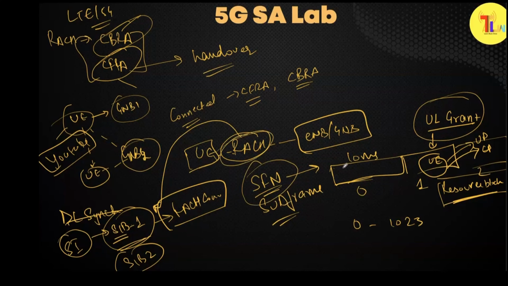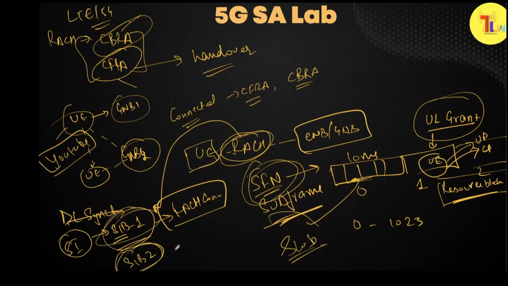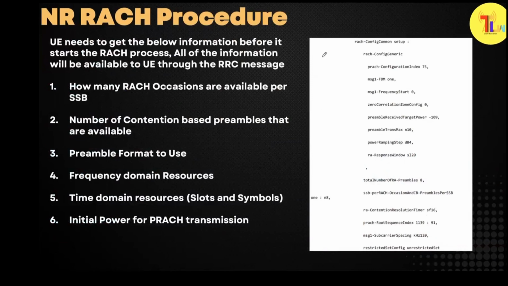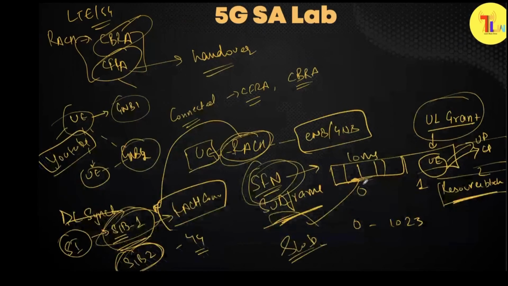Inside that I have subframes. Even though I know the system frame number, I need to know at what subframe I have to send, and in this subframe at what slot I have to send. All this information I'll be getting in SIB1 in 5G and SIB2 in 4G. We will go to those parameters. I have slides here. You can see these are the parameters for that. We will go and discuss these parameters.